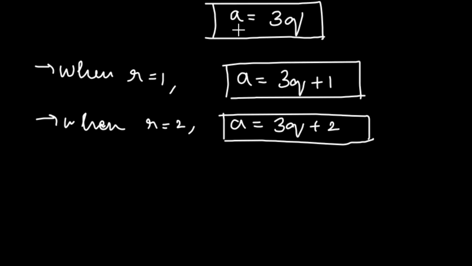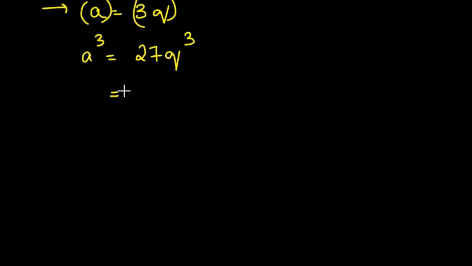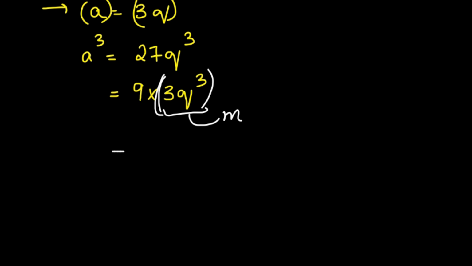नेक्स्ट स्टेप, हमें क्यूब लेना है इनका. a equals 3q, इसका क्यूब होगा a क्यूब इक्वल्स 3 का क्यूब क्या है, 27q क्यूब. नाउ 27q क्यूब कैन बी रिटन एज 27 is 9 multiplied by 3q क्यूब. इस नंबर को, इस टर्म को 3q क्यूब को अगर हम m बना दें, we get 9m.